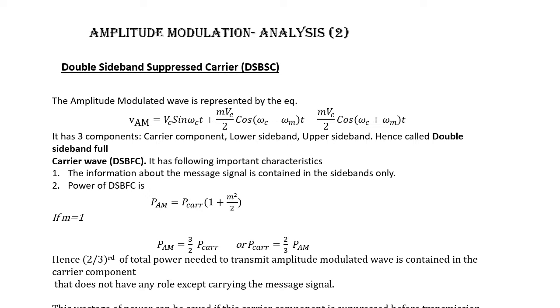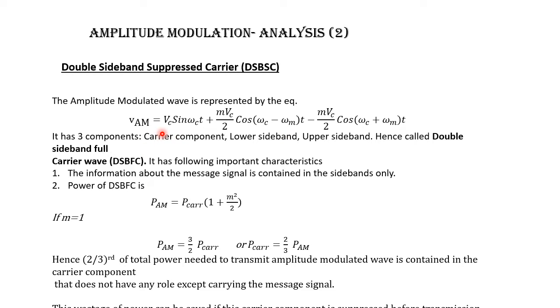The equation of the double sideband full carrier wave, or the amplitude modulated wave, is given by this equation, that is VAM is equal to Vc sine omega Ct plus mVc by 2 cos (omega C minus omega m) t minus mVc by 2 cos (omega C plus omega m) t. This is the complete equation of the double sideband and full carrier wave.